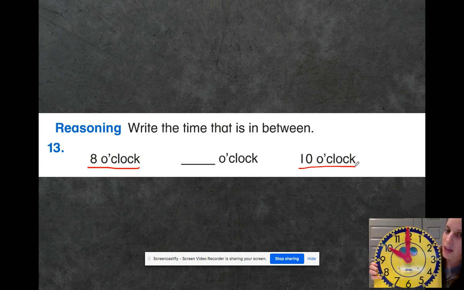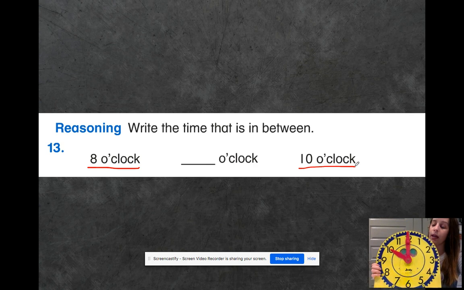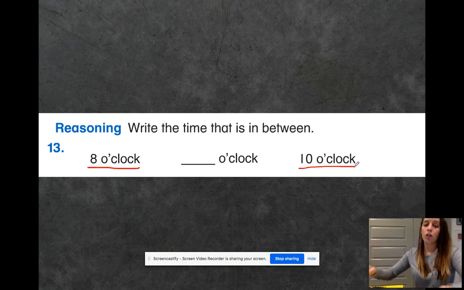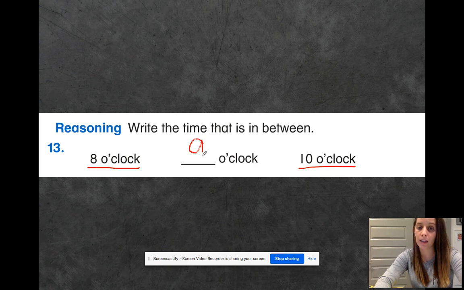Now I have something in between, and then it goes to 10 o'clock. So thinking about that, what number did we skip over? It went from 8 to 10. The number in between that is missing there will be 9. So the time that's in between will be 9 o'clock.